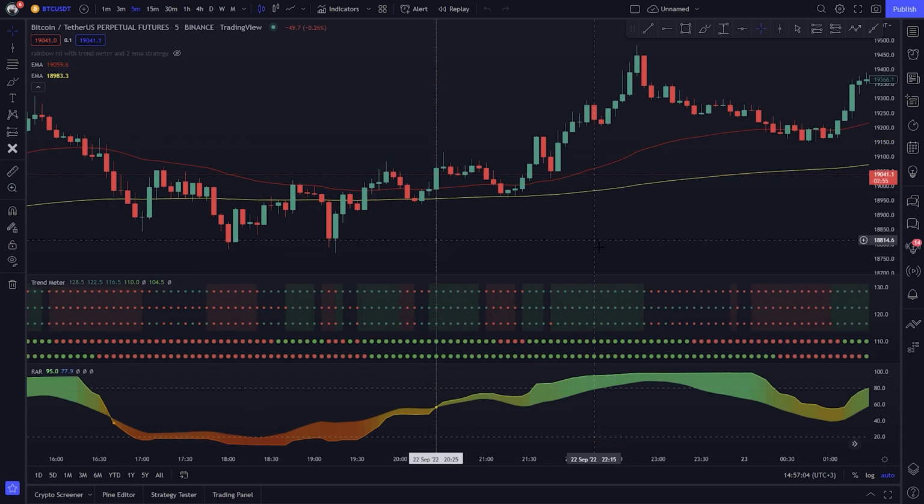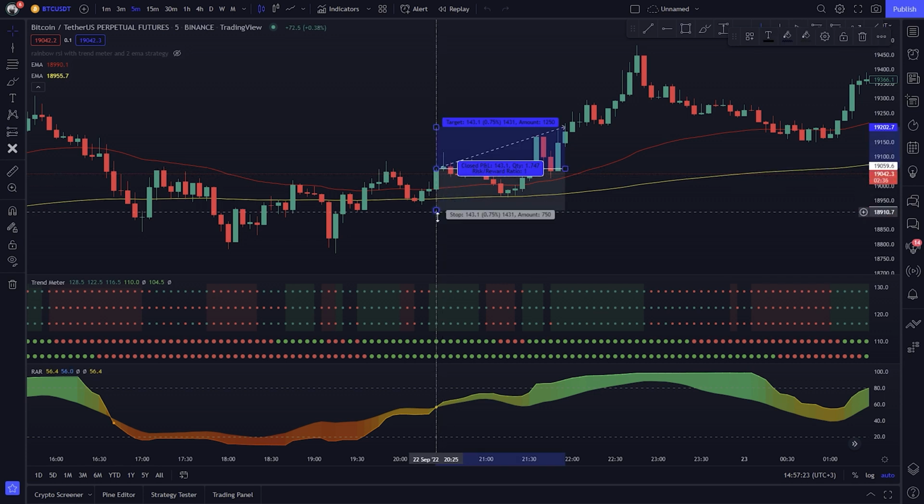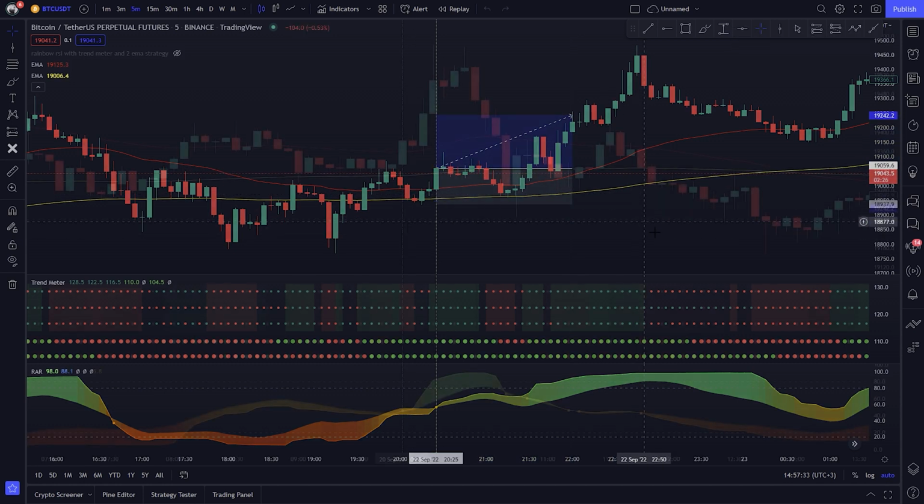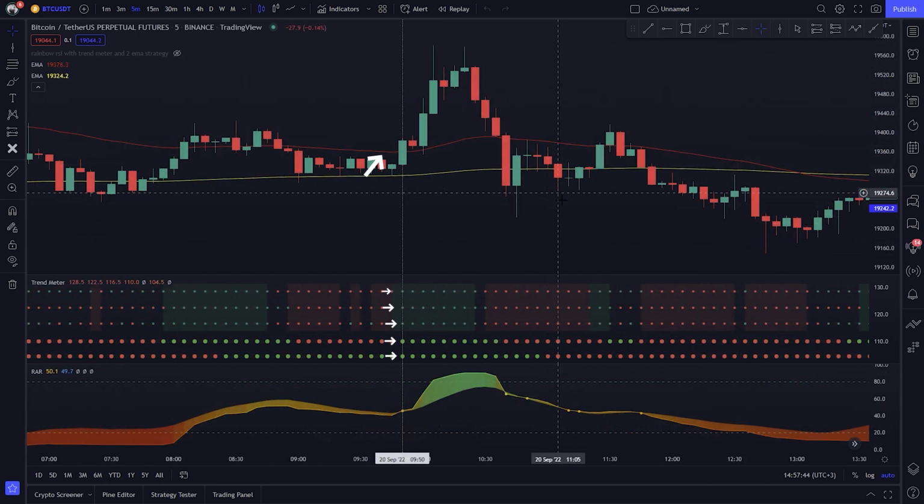For a long signal to be valid, the 50 EMA must be above the 200 EMA, with 5 green dots and a buy cross from the Rainbow RSI. Now we can take a long position. Our stop loss must be under the recent swing low, and the risk to reward ratio will be 1.5. Here all conditions are fulfilled.